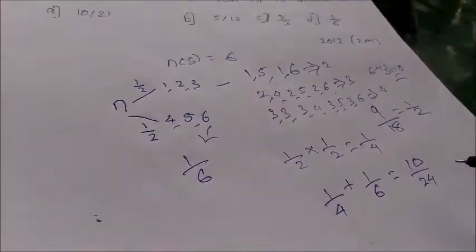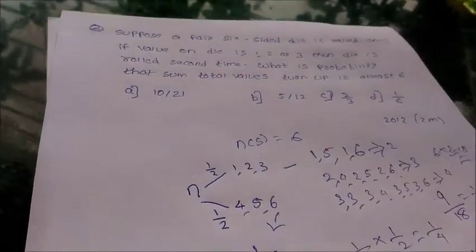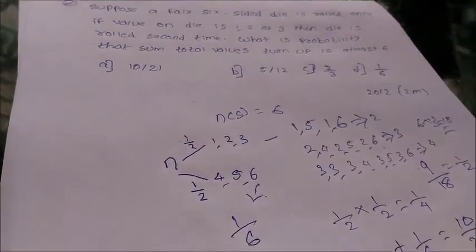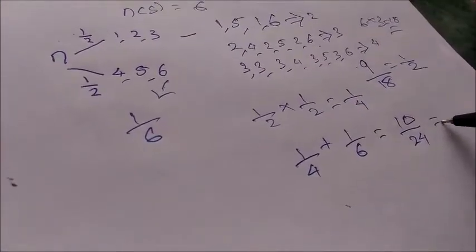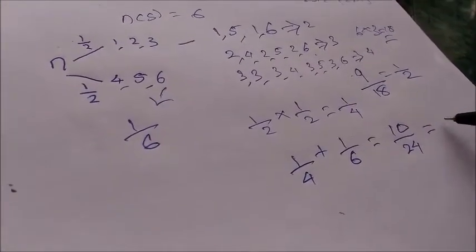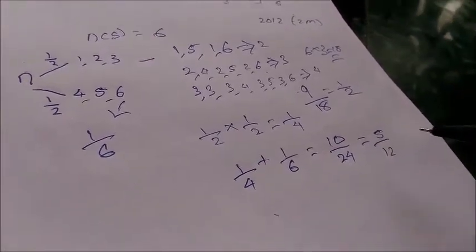24. But no option matches that. So if we further reduce it, we could get 5 by 12. Okay, so that's option B for you.